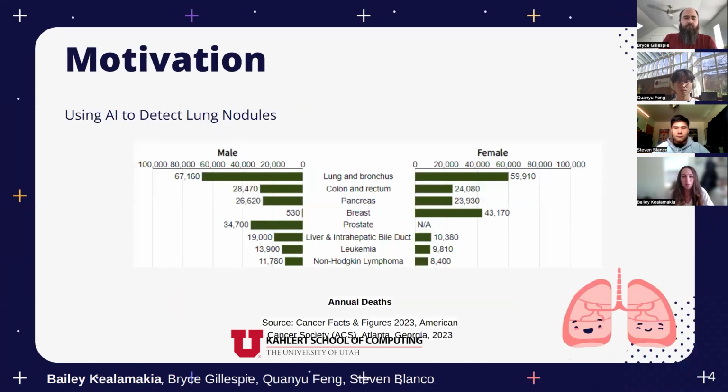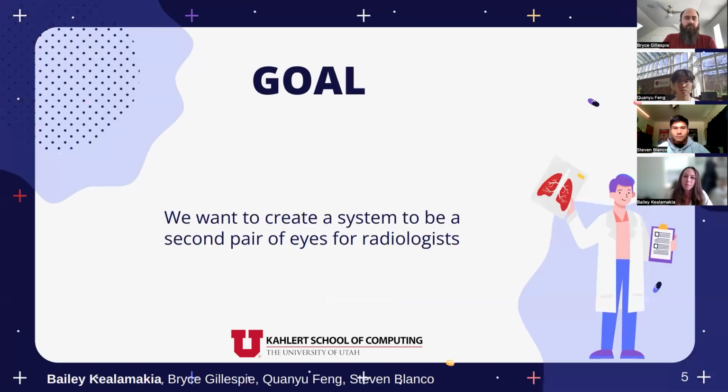The motivation behind our project is, as you can see from this graph, lung cancer is one of the deadliest cancers, and a big part of that is because it's often only diagnosed in the late stages when it's often too late to help cure a person or go through treatment. And so we want to use AI to detect those lung nodules in those early stages so people could get help faster. Ultimately, our goal is to be a second pair of eyes for radiologists. We don't want to replace them, but just create a helpful tool for them.